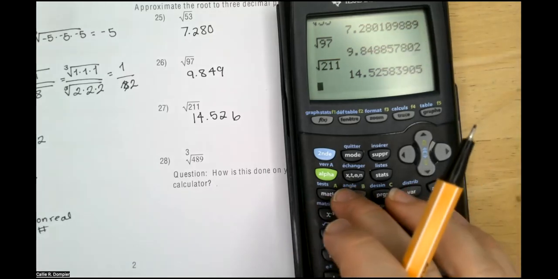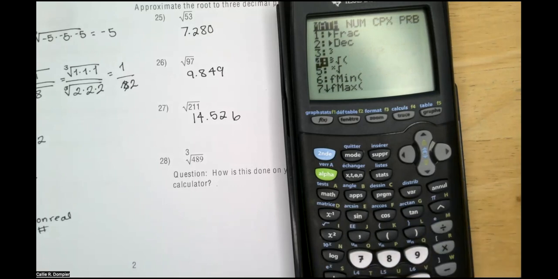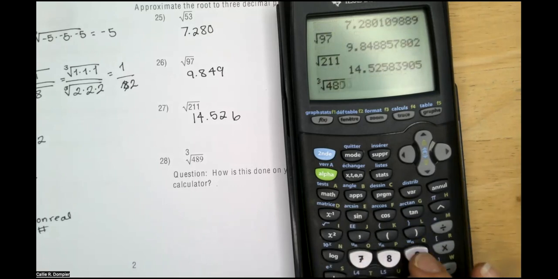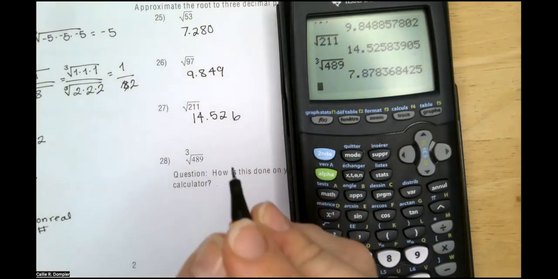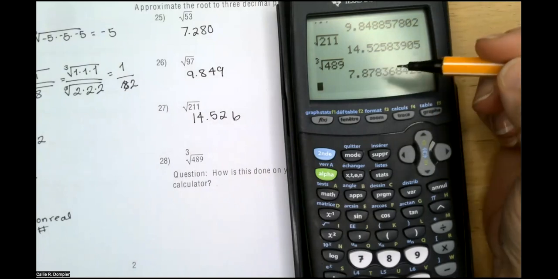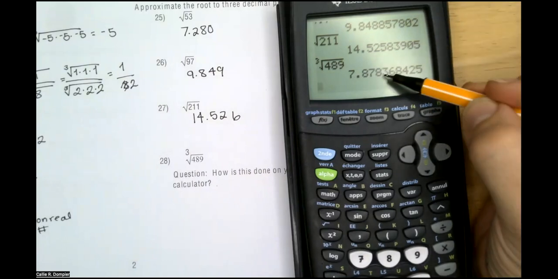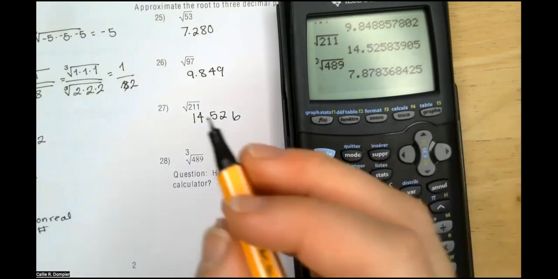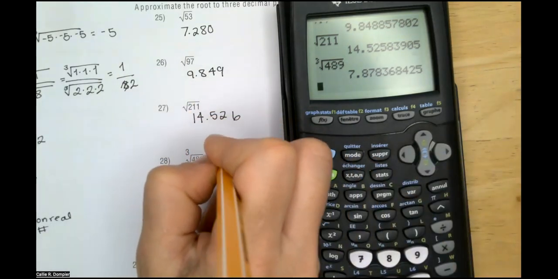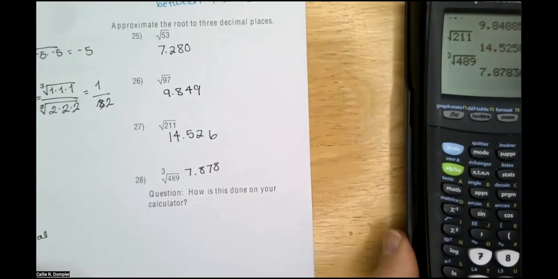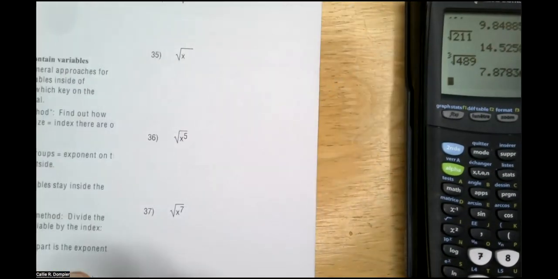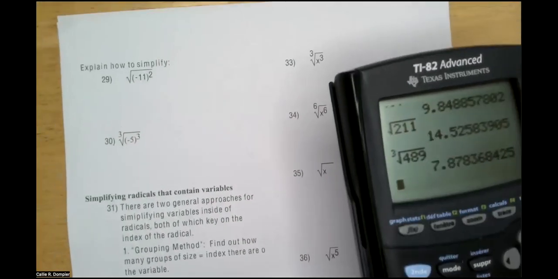Good. The cubed root of 489 is 7.88, right? Oh, sorry, 3 decimal places. 7.878 because 83 is closer to 80 than 90. 7.878. Good. How's this done in your calculator? I think we've gone over that and how to do it in decimals, right?